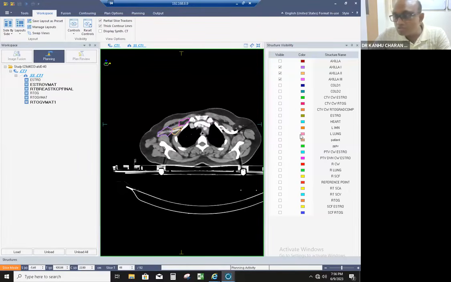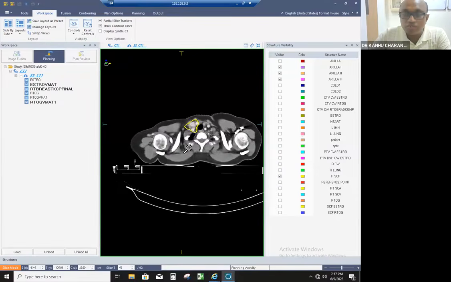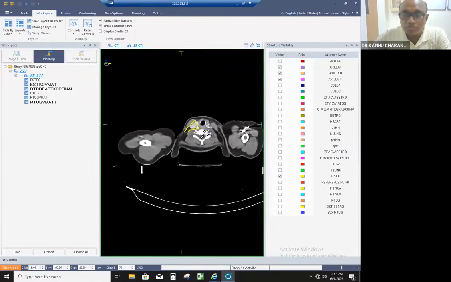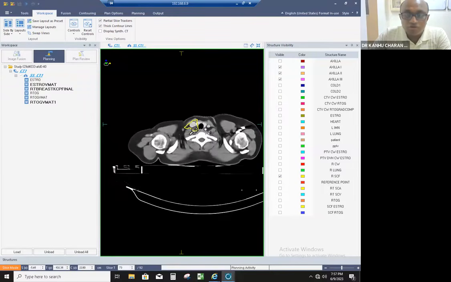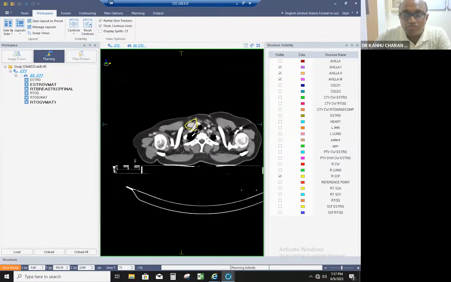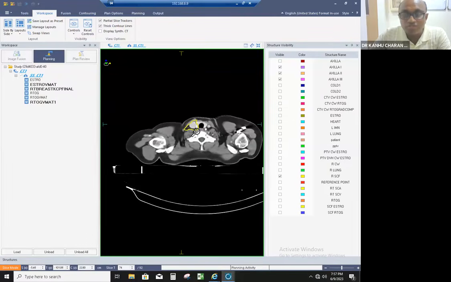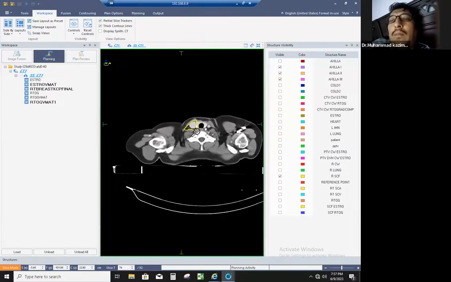If you want to see the SCF, you can contour from the post cricoid area, or inferiorly to the lower border of the cricoid cartilage, behind the sternocleidomastoid and anterior to the scalene muscle, and contour all the fat space around the vessels. In ISTRO, you can exclude the carotid artery. In RTOG, you have to include the carotid artery. Okay.